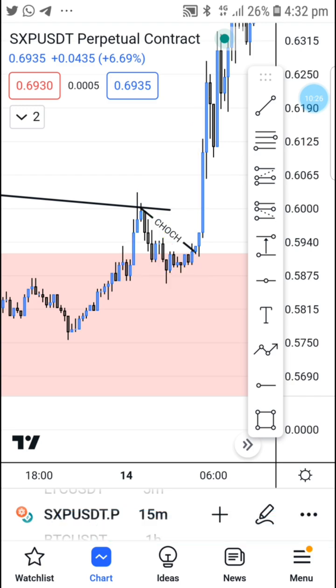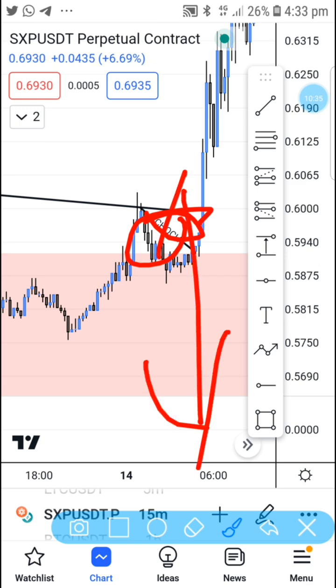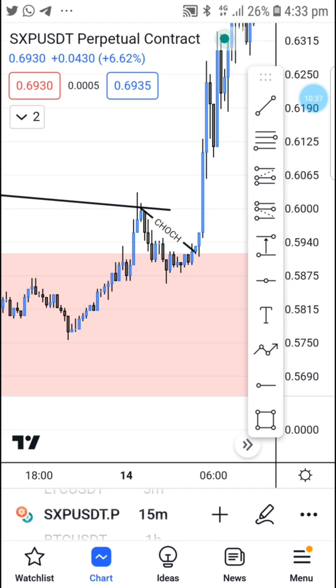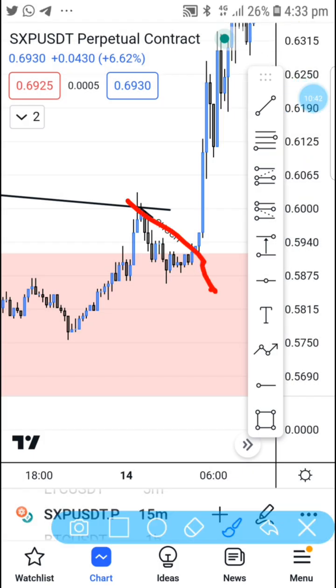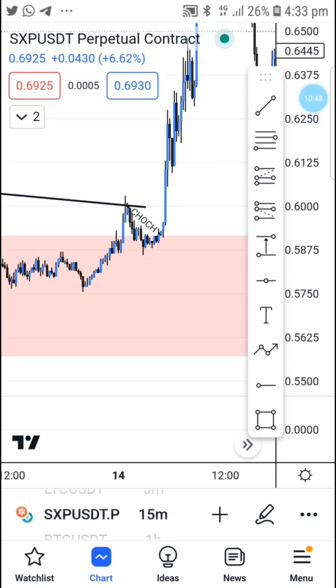But you don't get your entry from only the change of character. You might have a change of character, it goes up and now comes back and breaks down. But to confirm your entry, you get your change of character, then you get a retest back to that zone. When you get a retest back to that zone, it goes up. I get my point, and that's how you get it.